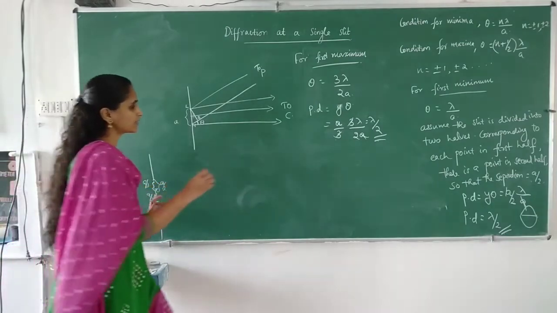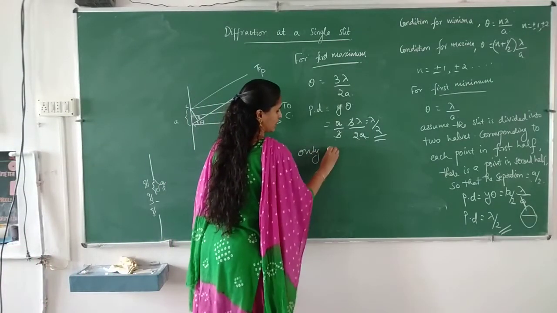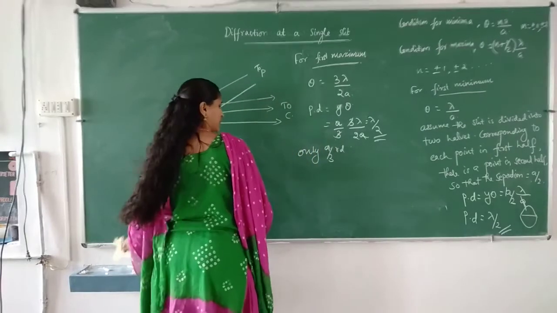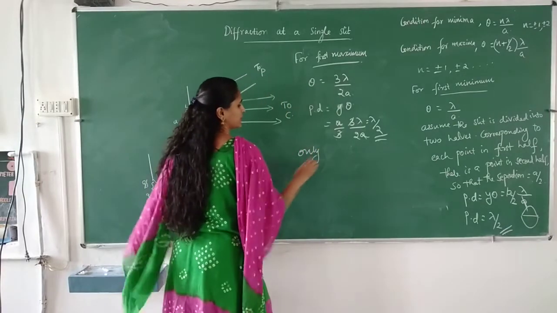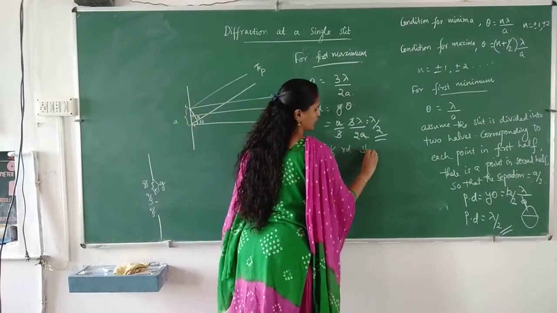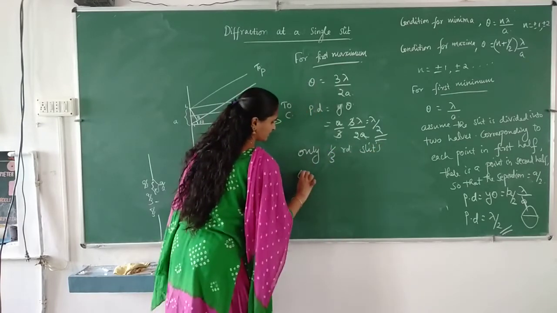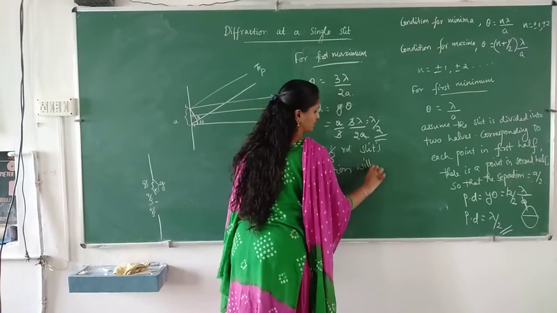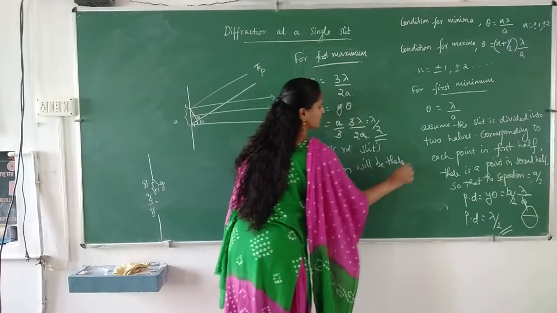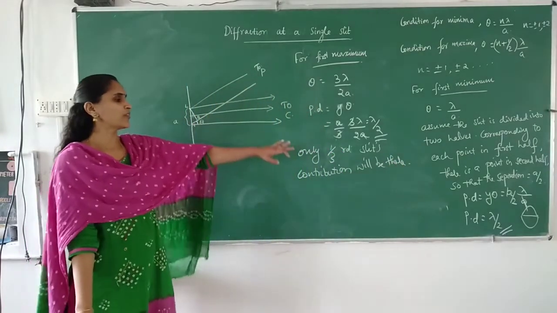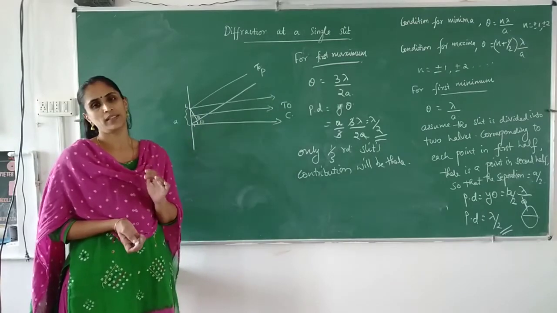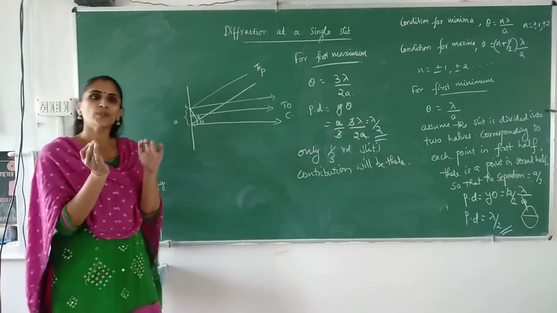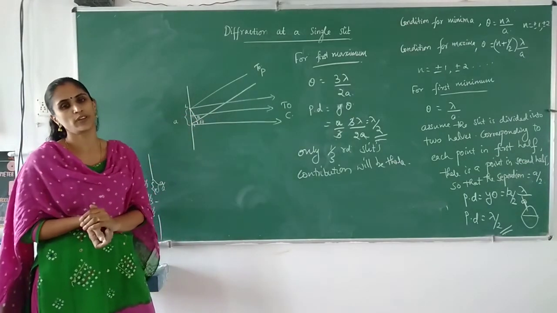So only 1/3 of the slit, a by 3, its contribution will be there. At the point P, only 1/3 of the intensity will be there. Similarly, only the waves travelling from this 1/3 of the slit will be the contribution.